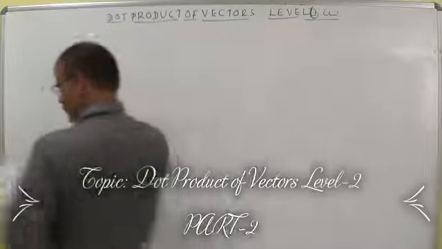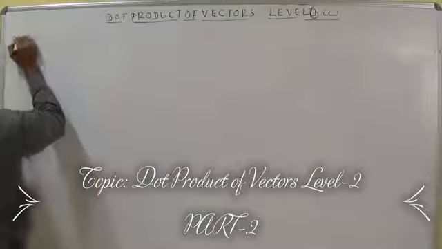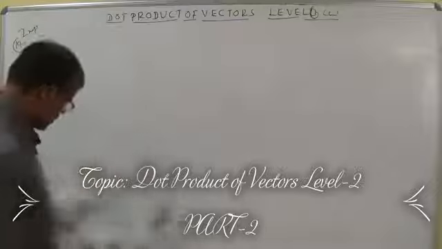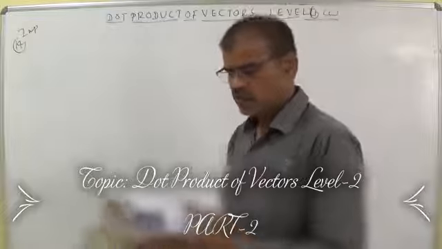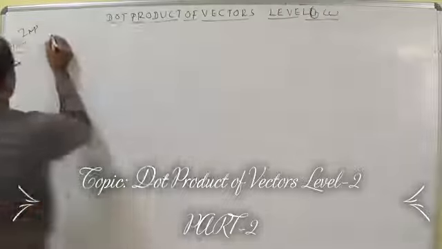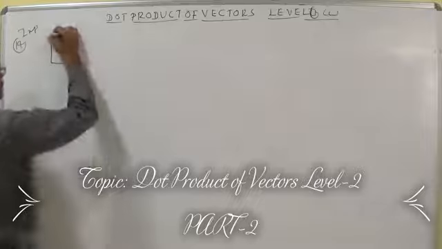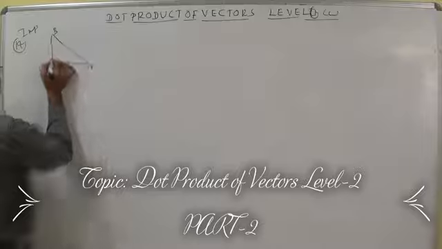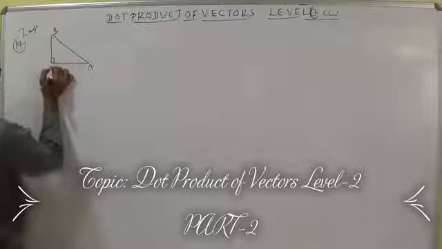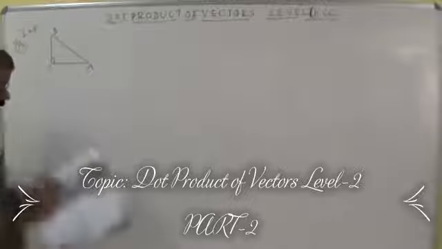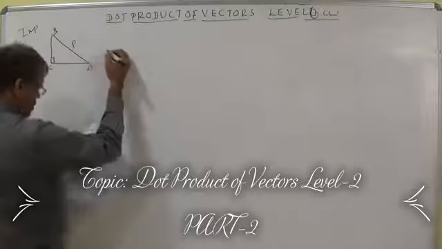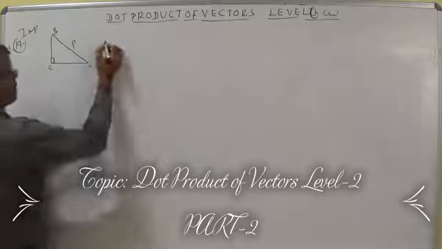14th question. This is an important conceptual question for MSET and mains also. In a right angle triangle ABC, the hypotenuse AB equals P. He has given the data clearly: the hypotenuse AB in a right angle triangle. So whenever hypotenuse AB is given, the angle C should be 90 degrees. AB is equal to P, he has given the length or magnitude.